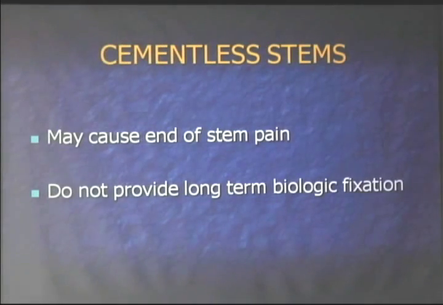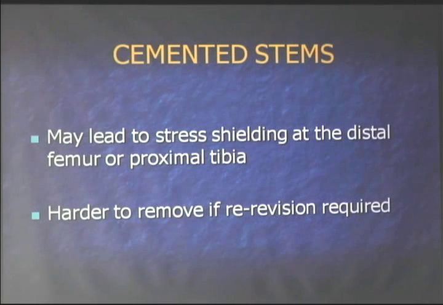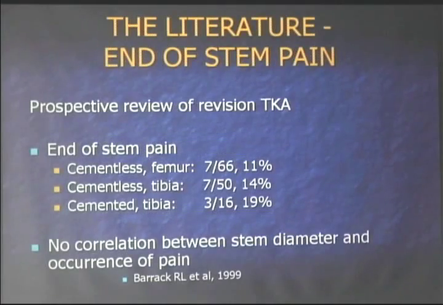Let me go back there. Cementless stems, and even cemented stems, but I think to a greater extent cementless stems, may cause end-of-stem pain, and of all the designs available today, do not provide long-term biologic fixation. Cemented stems are more forgiving relative to implant position, so you're not relying on your canal to buy the implant position. You can achieve immediate secure fixation, they seem to be favored in situations of poor bone quality, and you can deliver local antibiotics. But it can lead to some stress shielding at the proximal femur or tibia, and this can really be a bear if you have to dig out an abundance of cement around the proximal tibia or distal femur.